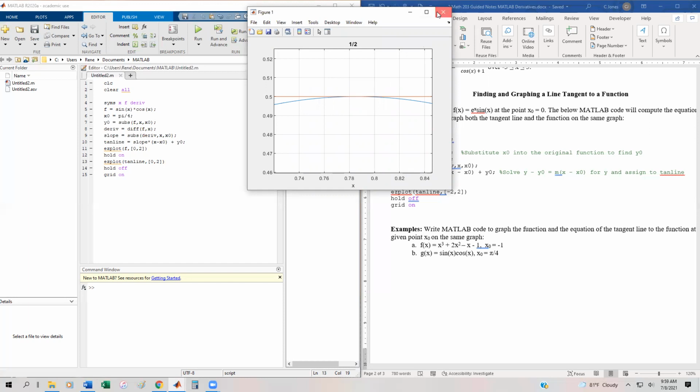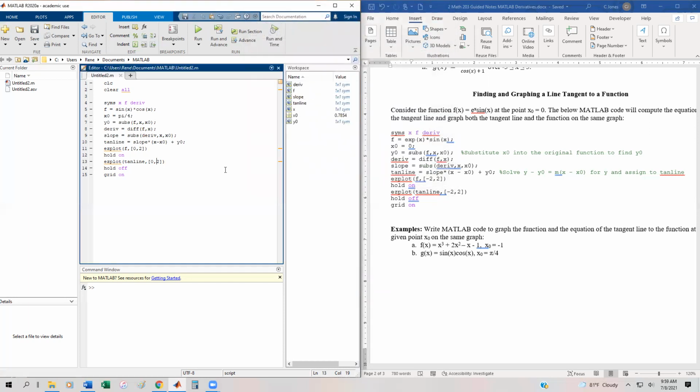Pretty cool that we're able to find the equation of the tangent line, as well as graph the tangent line and the function on the same graph to get a visual of how they work in tandem with one another.